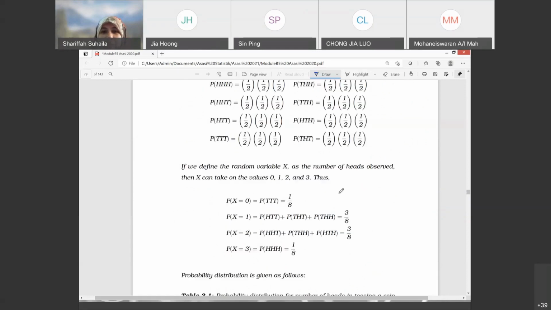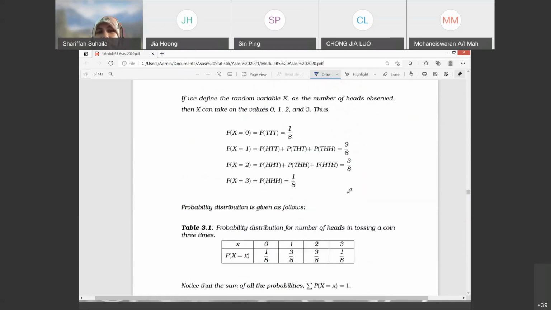You will find probability x equal to 0, which means no head, so all 3 tails. 1/2 times 1/2 times 1/2, which is 1/8. Then you only have one head: HTT or THT or TTH. Each one is 1/8, 1/8, 1/8, so you have 3/8. Then probability x equals 2: two heads, HHT, THH or HTH. Again 3/8. And the last one, 3 heads, HHH, which is 1/8.